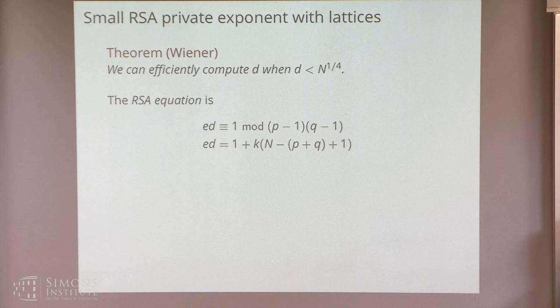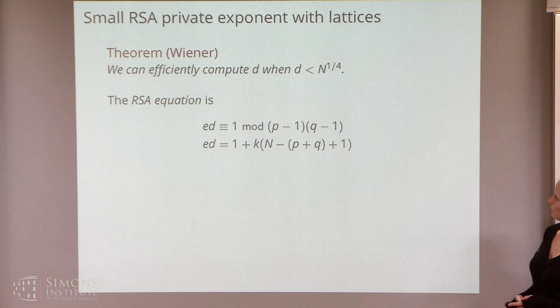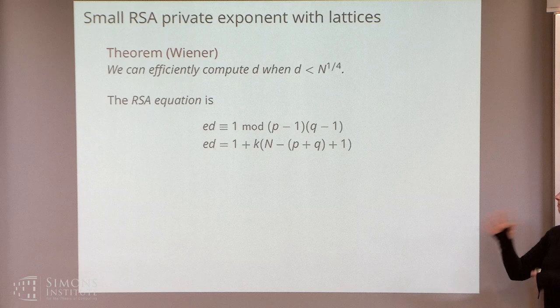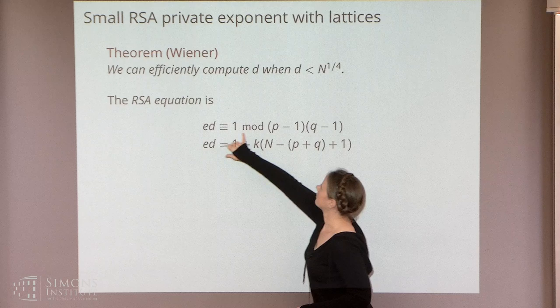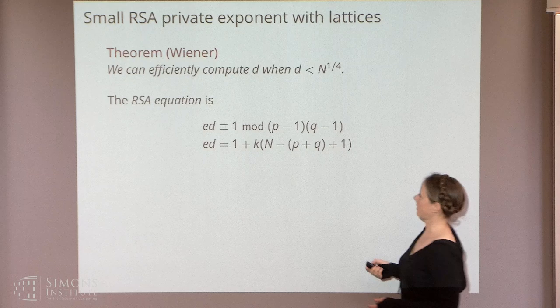Basically, you can efficiently compute d when d is less than n to the 1/4. He did it using continued fractions, but you could also do it with a small lattice. And the way this works, you can write this in the same framework we've been talking about. We have this RSA equation, which is that E and D are inverses mod phi of N. And we can make this into an integer equation by introducing an integer multiple K.